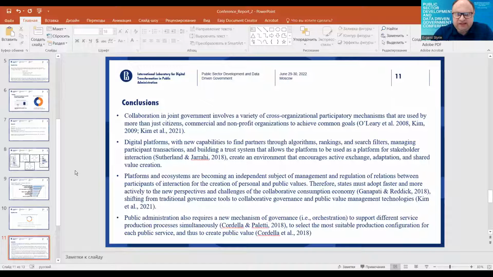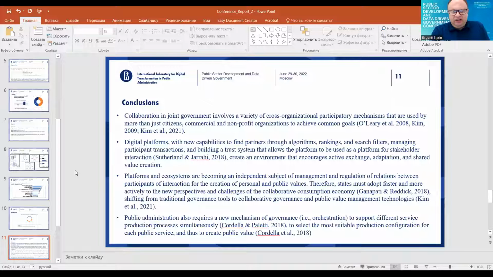A very important thing is the new capabilities of the platforms to find new partners. And it's a question of creating a trust environment in which we believe the digital platforms would finally encourage active exchange, adaptation, and shared value creation. That needs to be proven, but I think it's a very important outcome that we can also address.